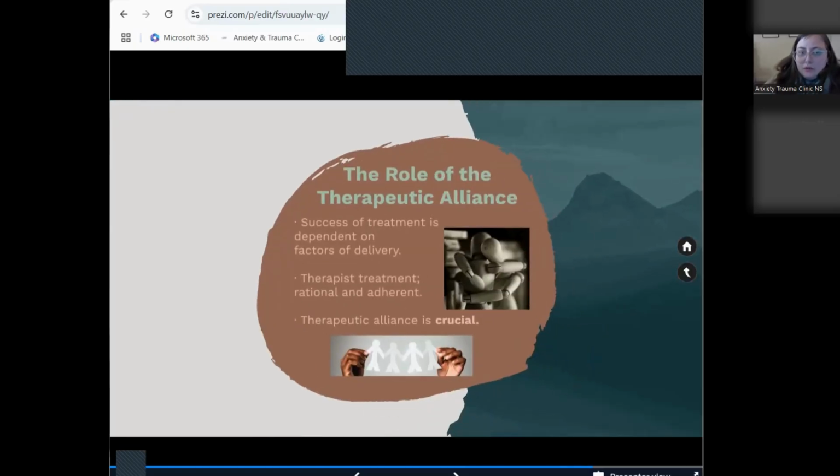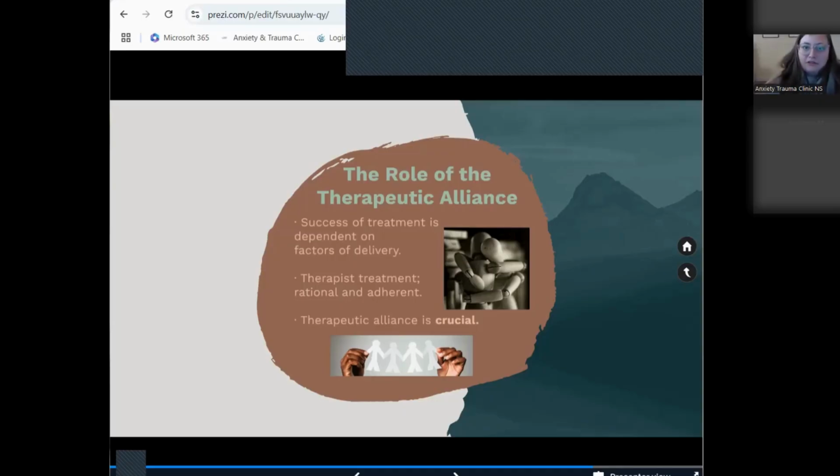Now I'd like to talk for a moment about the role of the therapeutic alliance. Success of treatment is dependent on factors of delivery. Therapist treatment must be rational and must be adherent, and the therapeutic alliance is crucial. Research has really demonstrated that CBT interventions are highly effective in treating panic disorder and agoraphobia, but there needs to be a therapeutic alliance in place as well, and ensure that an individual understands that.